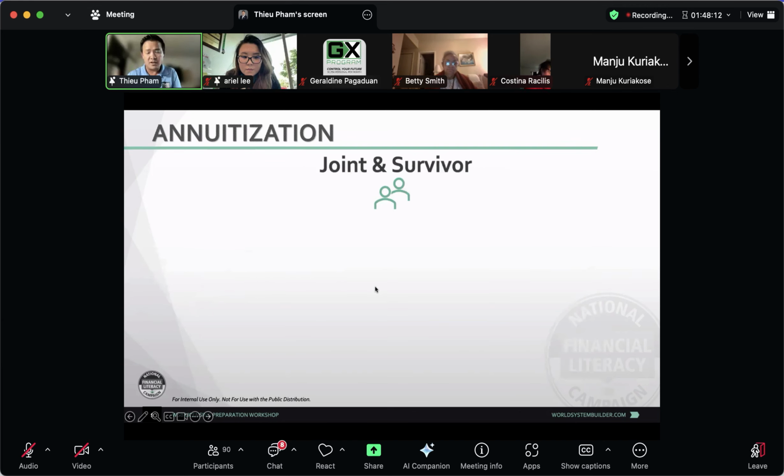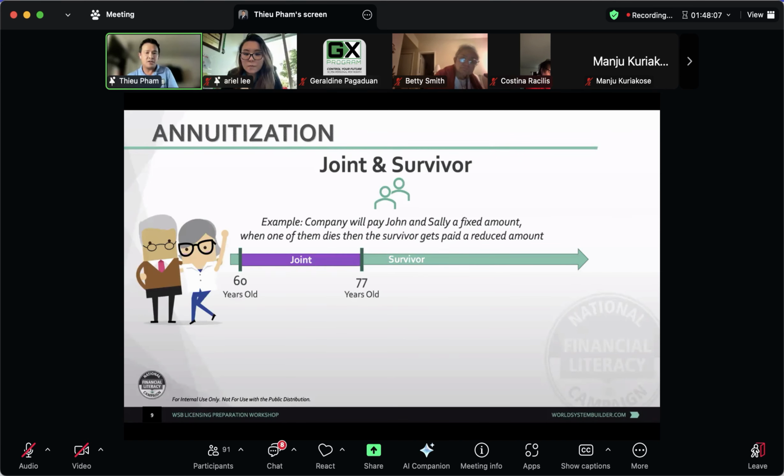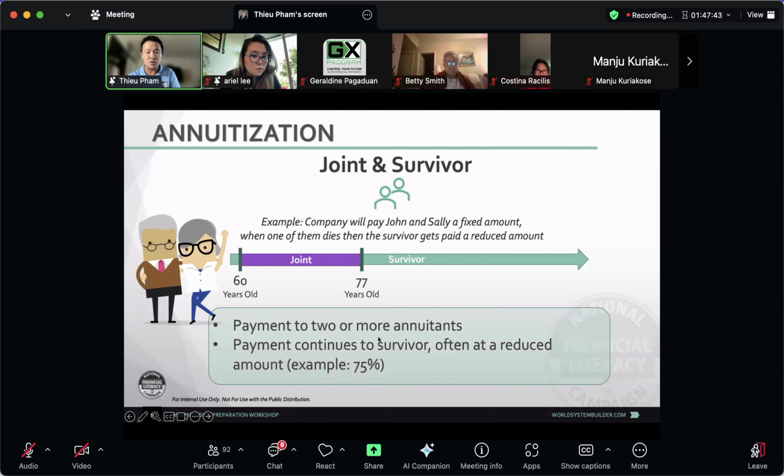And then last but not least is joint and survivor. The company will pay John and Sally a fixed amount. When one of them dies, the survivor gets paid a reduced amount. Earlier I said the same amount, but there are different types of annuity. On the test, they'll usually refer to joint survivor like this: John will get payments for 17 years, and after that, if he passes away, his spouse will get a smaller amount for the rest of her life as well. So payment goes to 2 or more annuitants, and payments continue to the survivor, often at a reduced amount, for example maybe 50% or 75%.